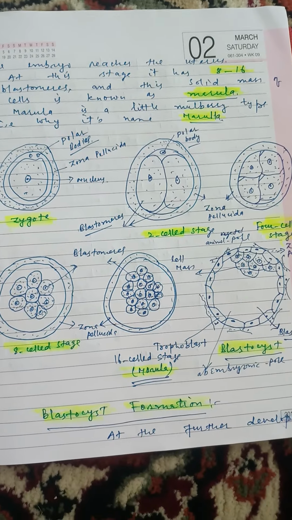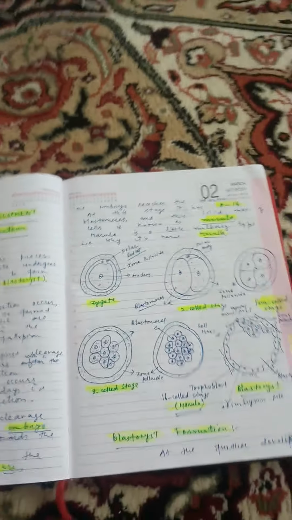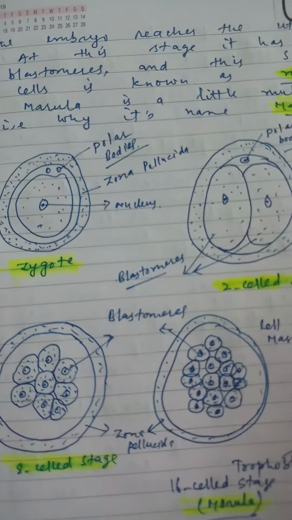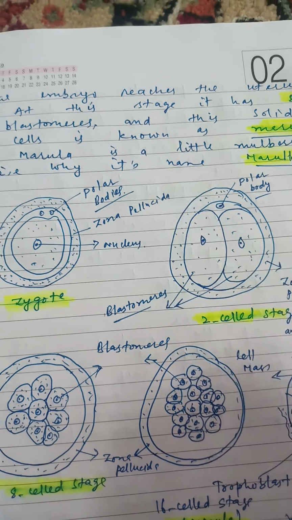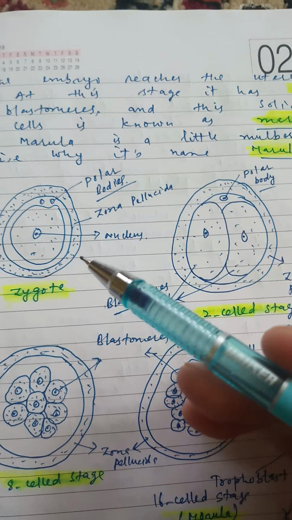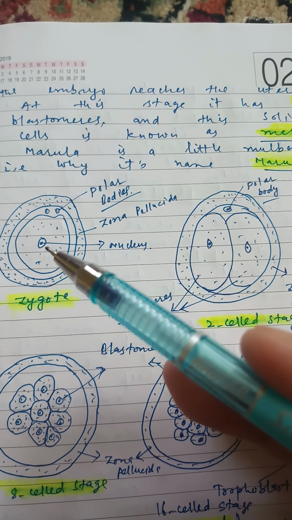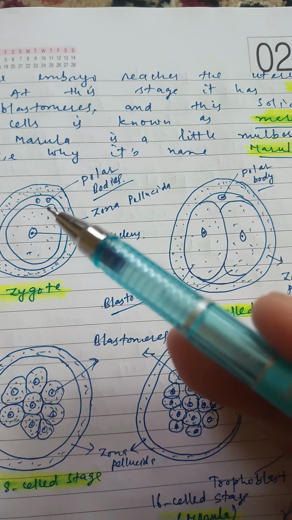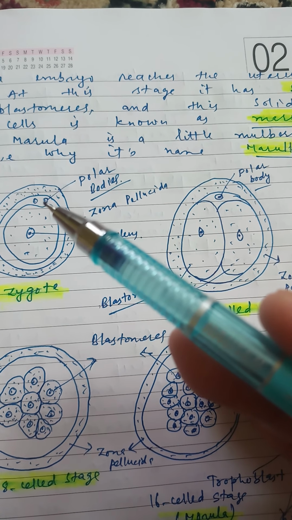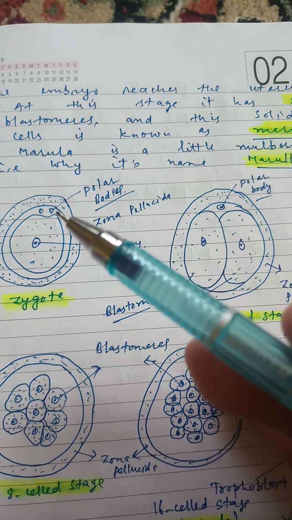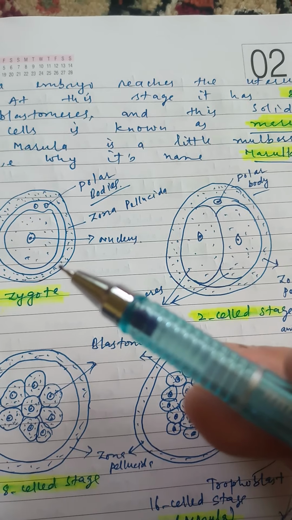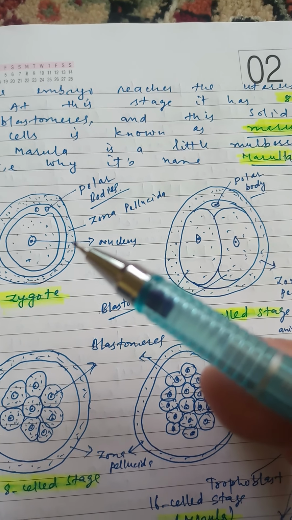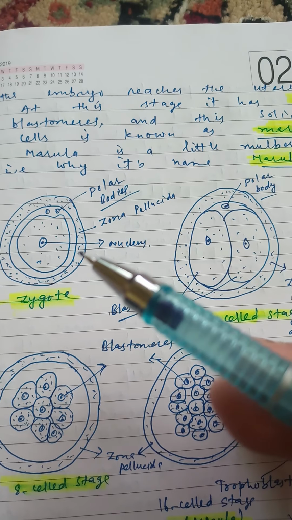So here is another pictorial graph by which I will try to help you understand what actually happens. Firstly, I have shown you that when sperm and egg meet in the ampulla of the fallopian tube, they fuse together and a diploid zygote is formed. This is the diploid nucleus, and the polar bodies formed during oogenesis lie in the perivitelline space. This is the outer covering of the zygote, known as zona pellucida.